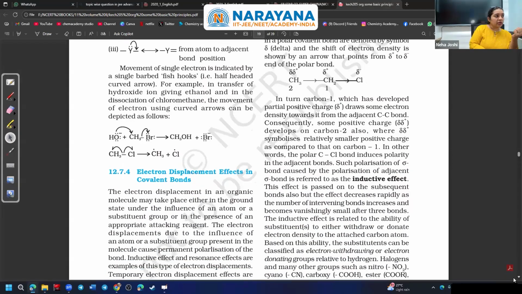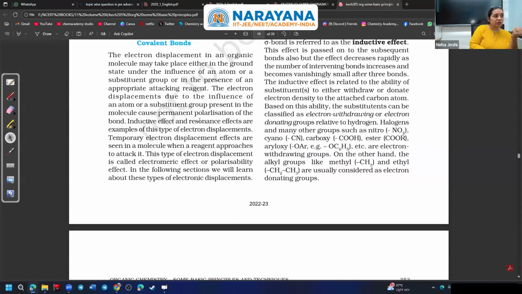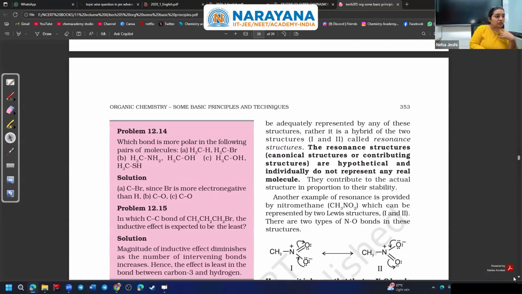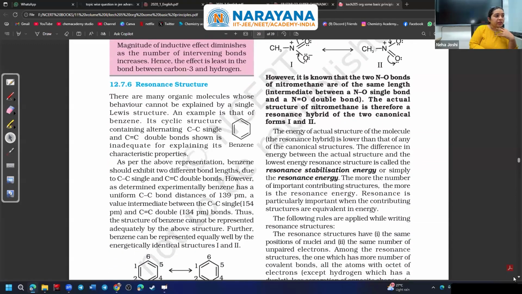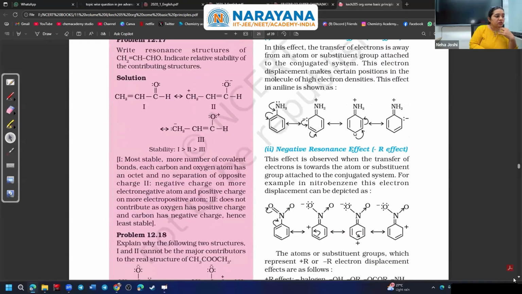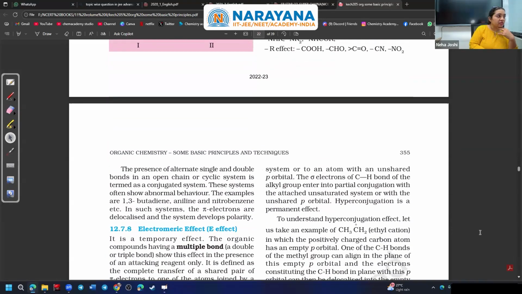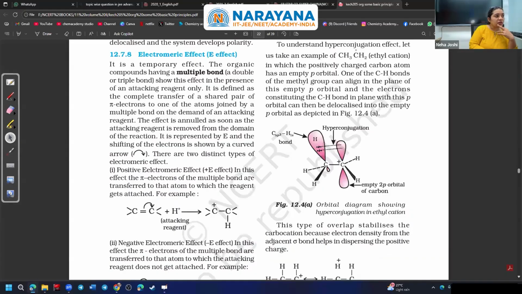Now go to electron displacement effects. Here you will find the electromeric effect defined. The inductive effect is there, electron withdrawing or donating groups are there, and resonance is there. I am primarily concerned with the word electromeric, so let me reach there. This is what I want you to read: it is a temporary effect. An organic compound having a multiple bond shows this effect in the presence of an attacking species.